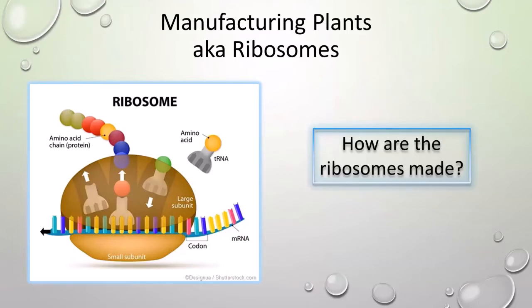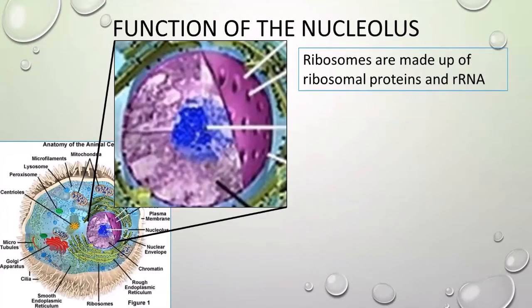So how are the ribosomes made? Well, ribosomes are made up of ribosomal proteins and rRNA. Now, this is a third type of RNA. There's the messenger RNA, the mRNA, and then there's the transfer RNA, and now this is ribosomal RNA.